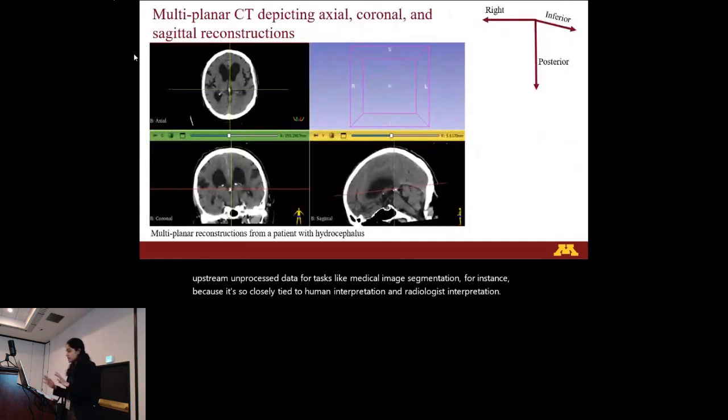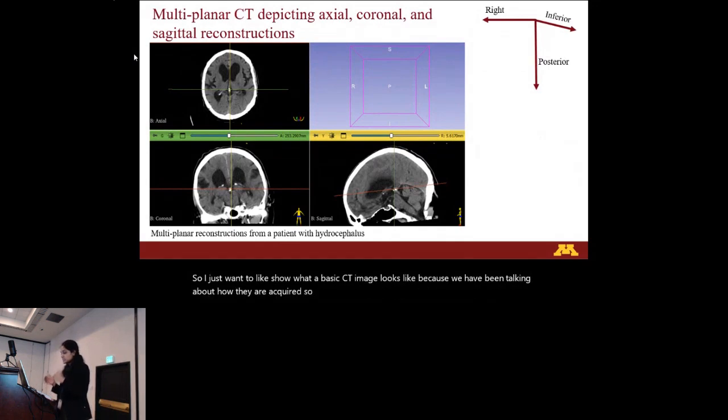I just want to show what a basic CT image looks like, because we've been talking about how they're acquired so far. This is a CT scan of a patient with normal pressure hydrocephalus. On the top left corner, there's an axial acquisition, which is acquired in the inferior-superior direction. You can orient yourself by looking at the human figure icon next to it. At the bottom left, you've got a coronal reconstruction, and on the right, you have a sagittal reconstruction.